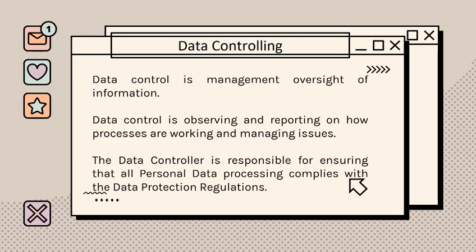So the last topic is data controlling. Data control management is oversight of information. Data control is observing and reporting on how processes are working and managing issues. The data controller is responsible for ensuring that all personal data processing complies with the data protection regulations.